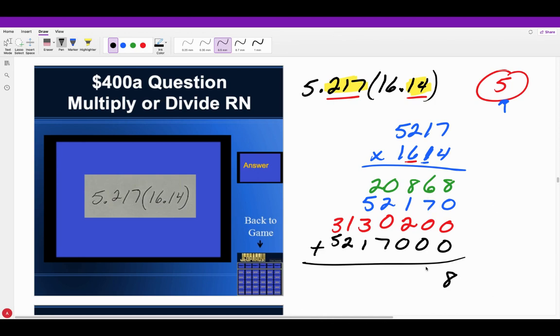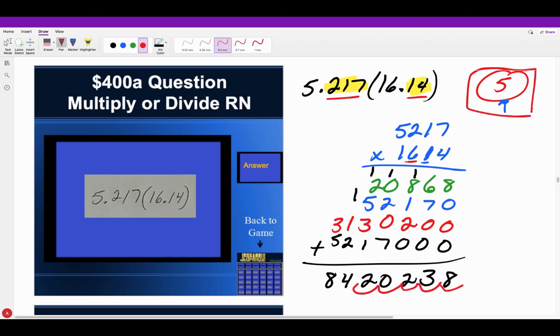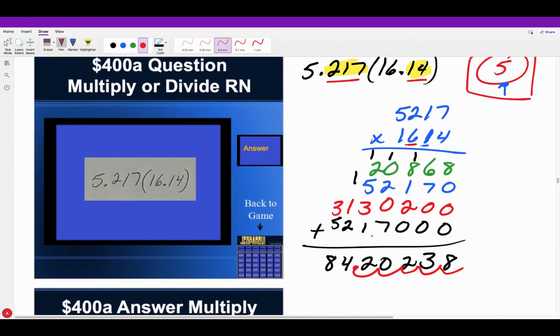We have 8. 6 plus 7 is 13. Carry the 1. 8 plus 1 plus 1 plus 2 is 12. Carry the 1. Then we have 10. Carry the 1. We have 7, 8, 11, and 12. Carry the 1. We have 4 and 8. But what we need to remember is our number of decimal places. So 1, 2, 3, 4, 5. So our final answer would be 84.20238. All right, let's move on to the next question.